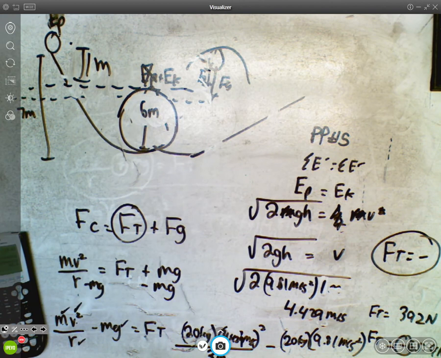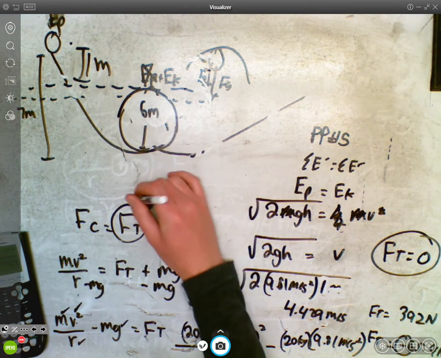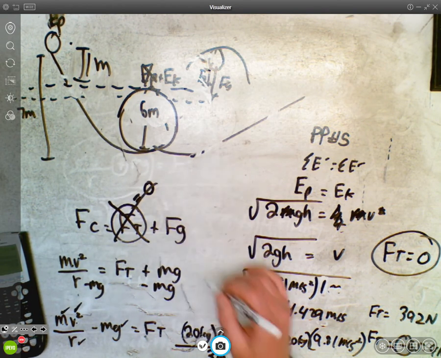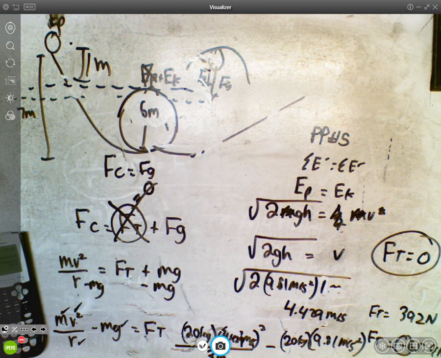And this is important because what we'll find out is, what's the smallest Ft that you can have? Well, it can be 0, right? And it all has to do with the speed that you have at the top of the loop. So if you have your minimum possible speed, then this Ft is going to equal 0. So that's going to cancel out, and you get Fc is equal to Fg. That's when you're going your minimum speed.